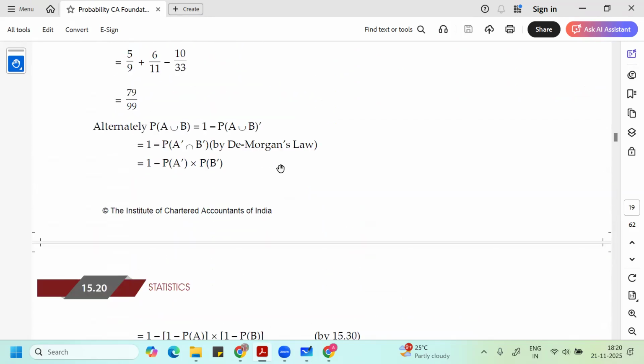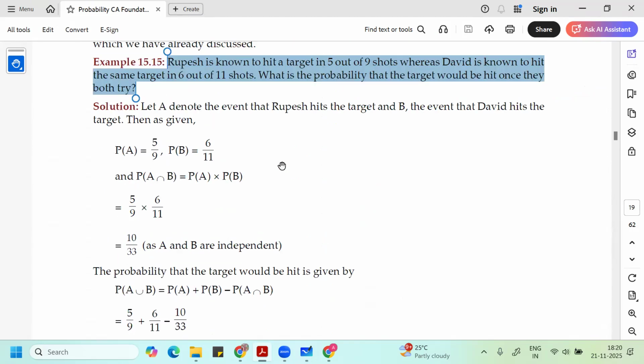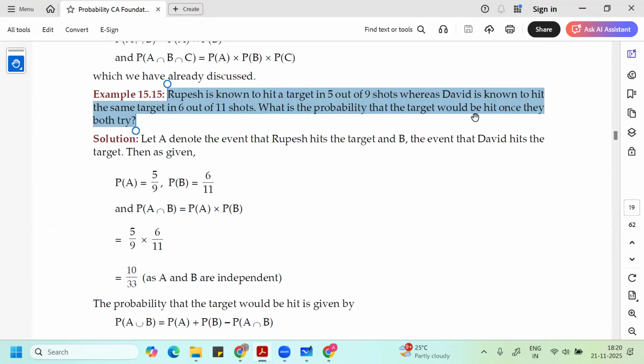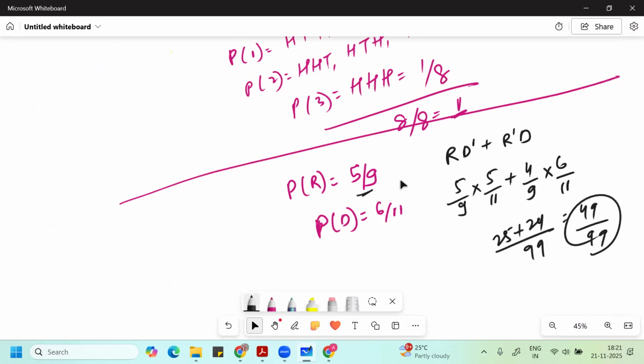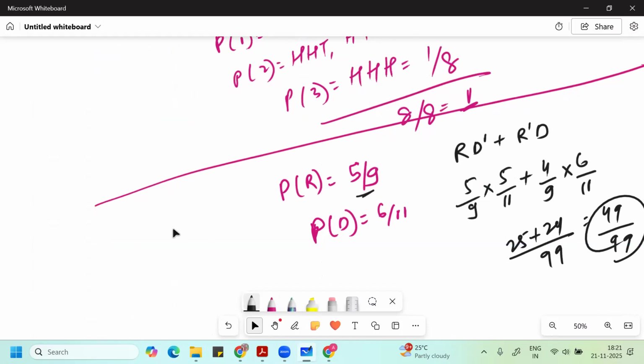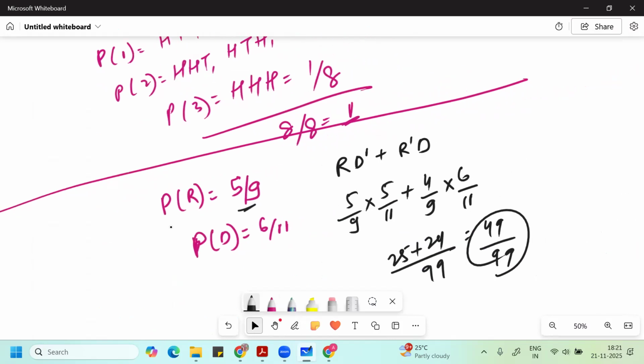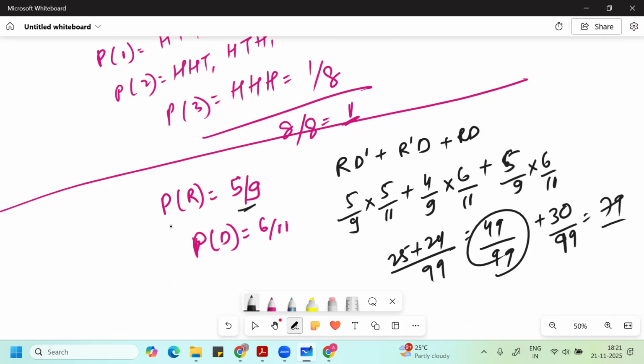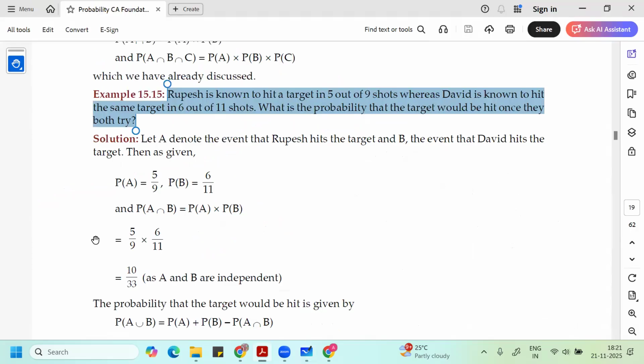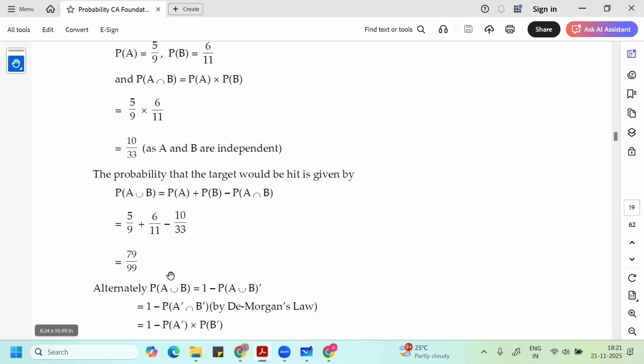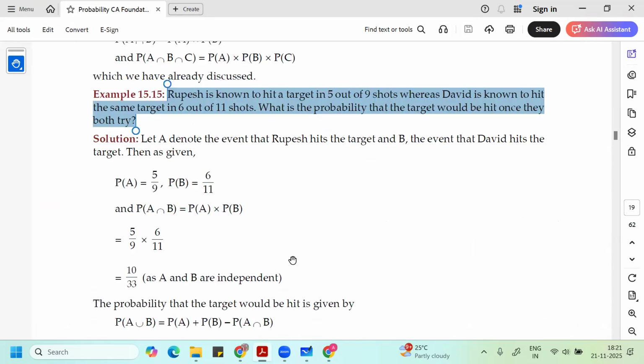Okay, sorry. So in the sense they are telling that the target should be hit, it means both of them hit the target. So 5 by 9 into 6 by 11. They have not made the question clear. This is 30 by 99. So it would be 79 by 99. So this kind of question comes.